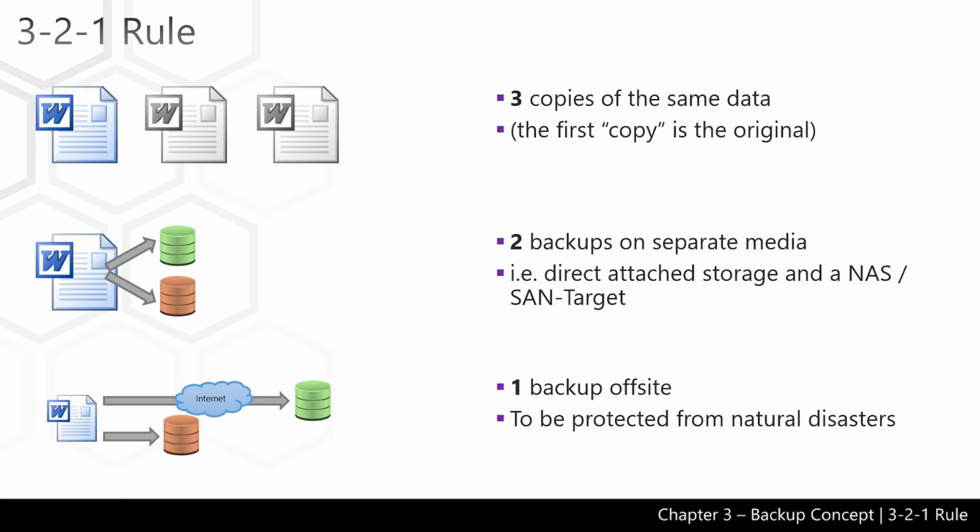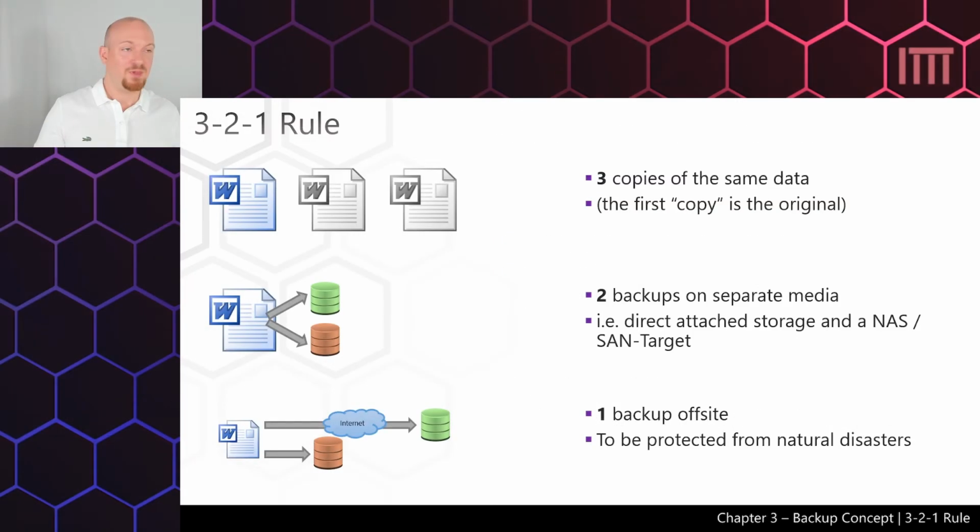So 3, 2, 1. That's a really simple rule to remember and very important when designing backups. Because if you stick to the 3-2-1 rule, you can be pretty sure that you are able to restore the backup because you have 2 backups and one of which is not prone to natural disasters.